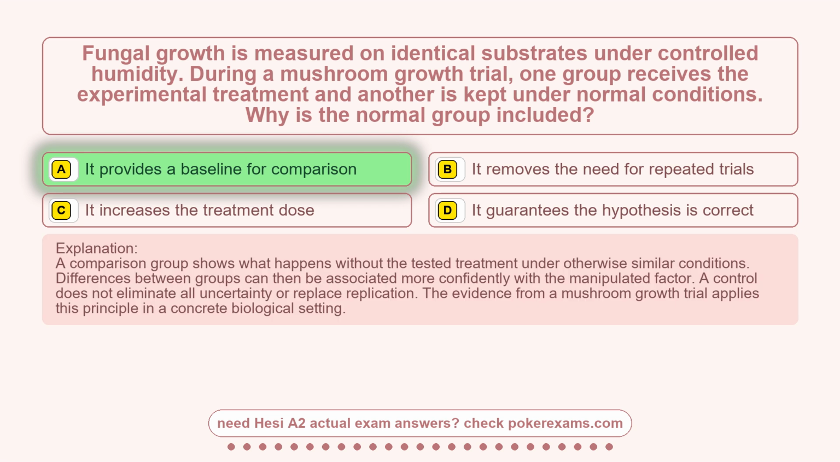A comparison group shows what happens without the tested treatment under otherwise similar conditions. Differences between groups can then be associated more confidently with the manipulated factor. A control does not eliminate all uncertainty or replace replication. The evidence from a mushroom growth trial applies this principle in a concrete biological setting.